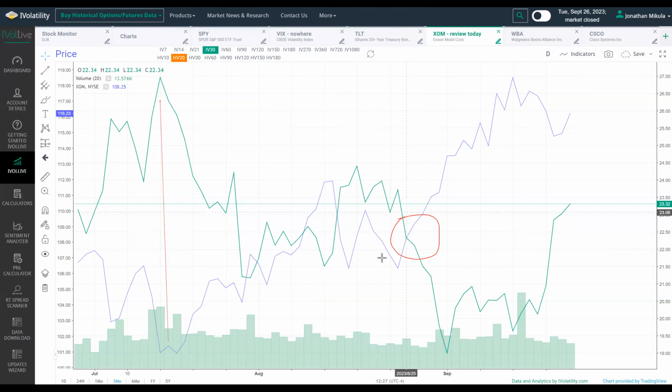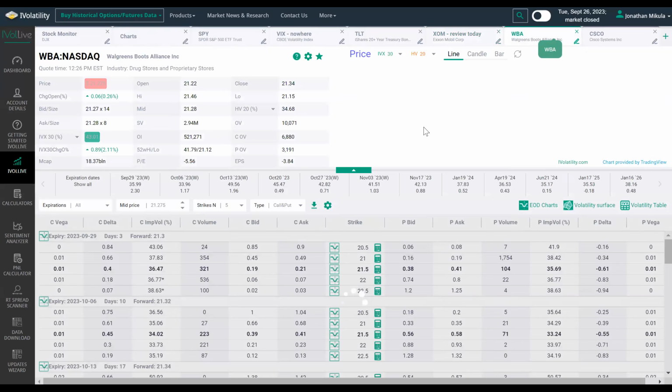I just wanted to point out what originally got my attention, which then led to that article we put out in our weekly newsletter. Moving right along to Walgreens Boot Alliance, this is another example I wanted to show. Over here, we have a very similar setup.